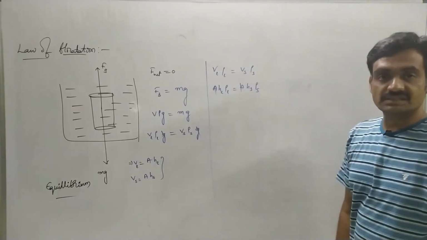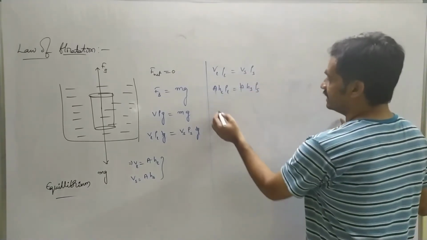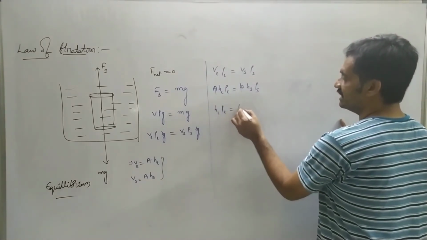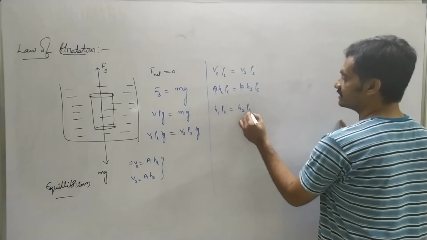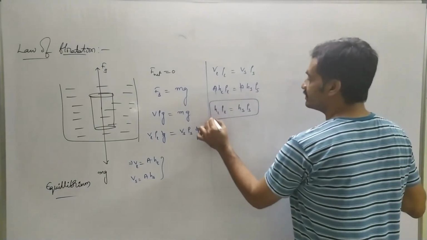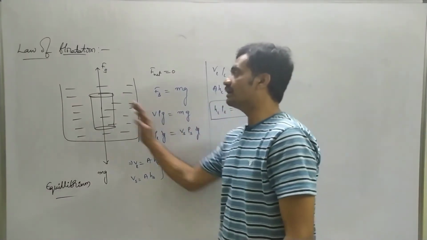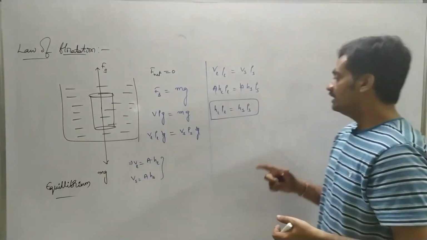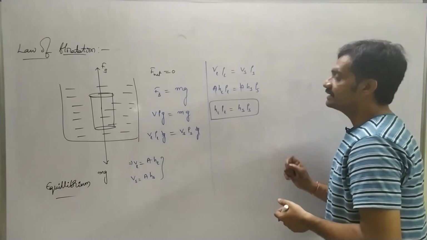Observe that area gets cancelled on both sides. Then observe that H_L into rho_L is equal to H_S into rho_S. This represents the condition for the law of flotation. Law of flotation. Let us represent the condition.